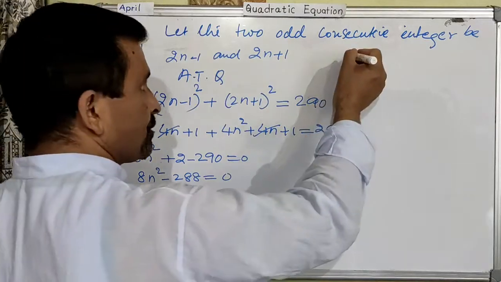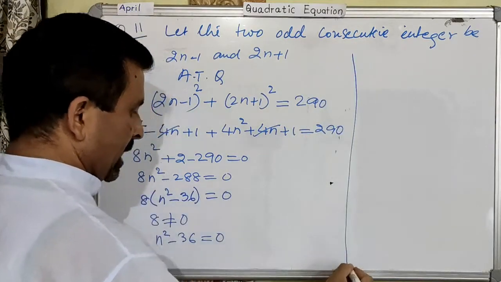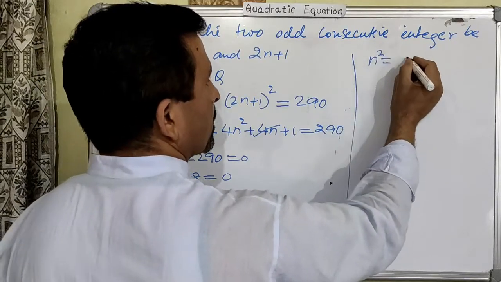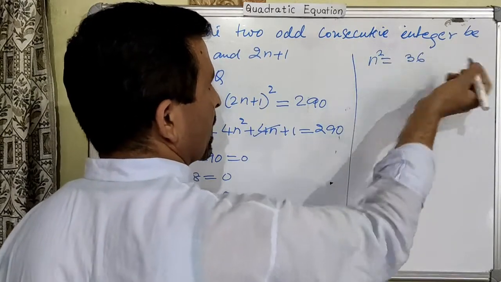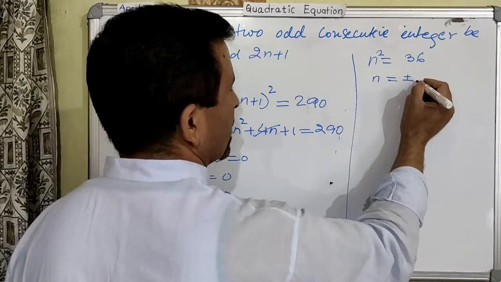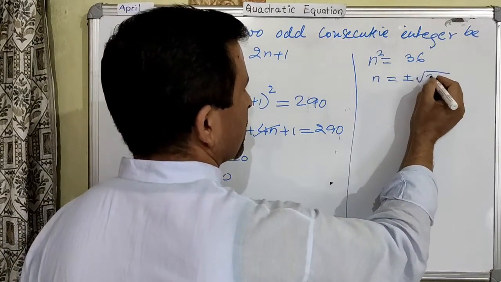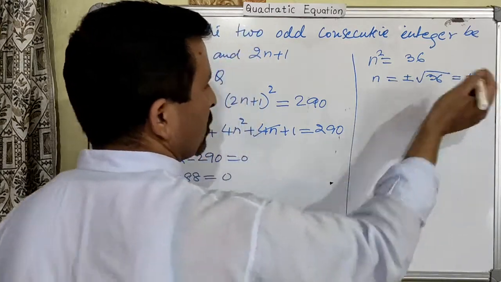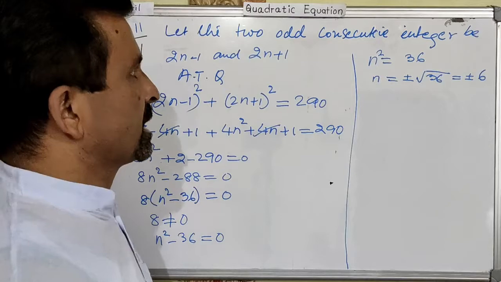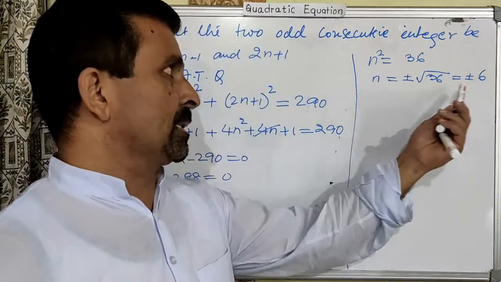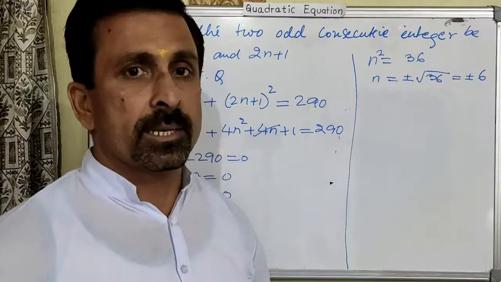Is it okay? From here we will get the two values. So n square will be equal to 36. Now the square can be sent to the other side. When the square goes to the other side, it changes into a square root, and therefore we write this as plus minus root 36, and therefore the answer is plus minus 6. So you got the two values, two possibilities: either the value of n is plus 6 or it could be minus 6.